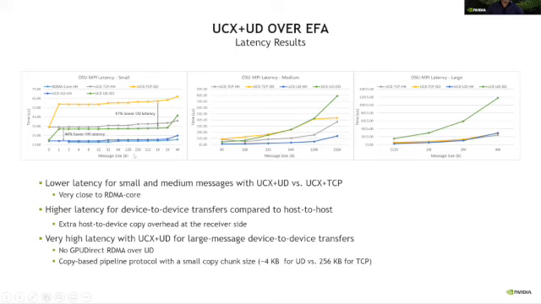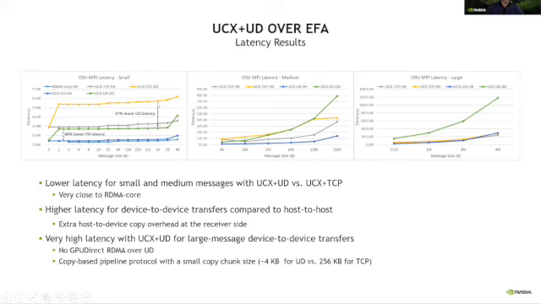So on the leftmost chart here, this dark blue line shows host-to-host latency with UCX plus UD, and the light blue line shows the results for RDMA core. We can see that we are very close to RDMA core for small messages for host-to-host latency. And host-to-host latency is 44% lower than what we got with TCP and UCX.